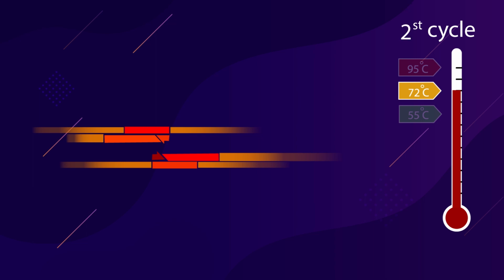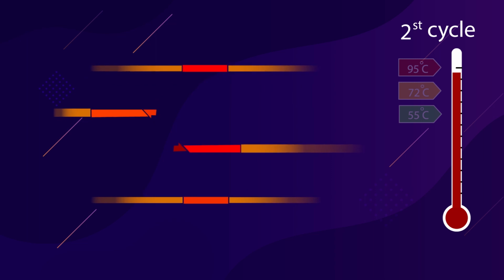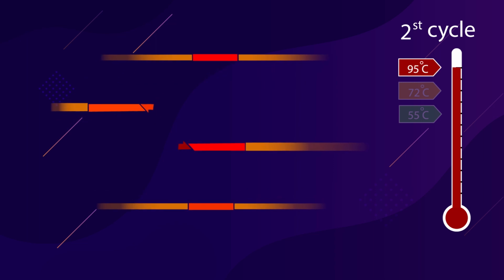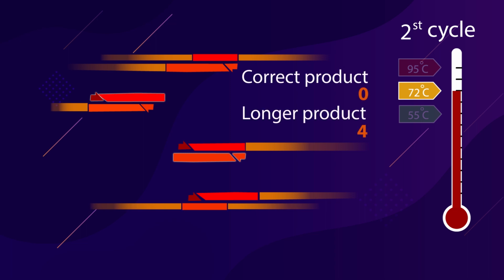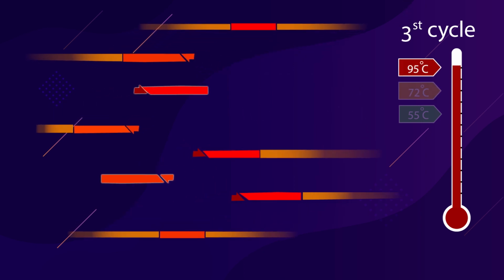This cycle of events is repeated. The mixture is again heated to melt the double-stranded DNA. The primers are hybridized, and the DNA polymerase synthesizes new complementary strands. At the end of the second cycle, 4 double-stranded DNA molecules are produced that contain the target sequence. In the third cycle the mixture is heated.